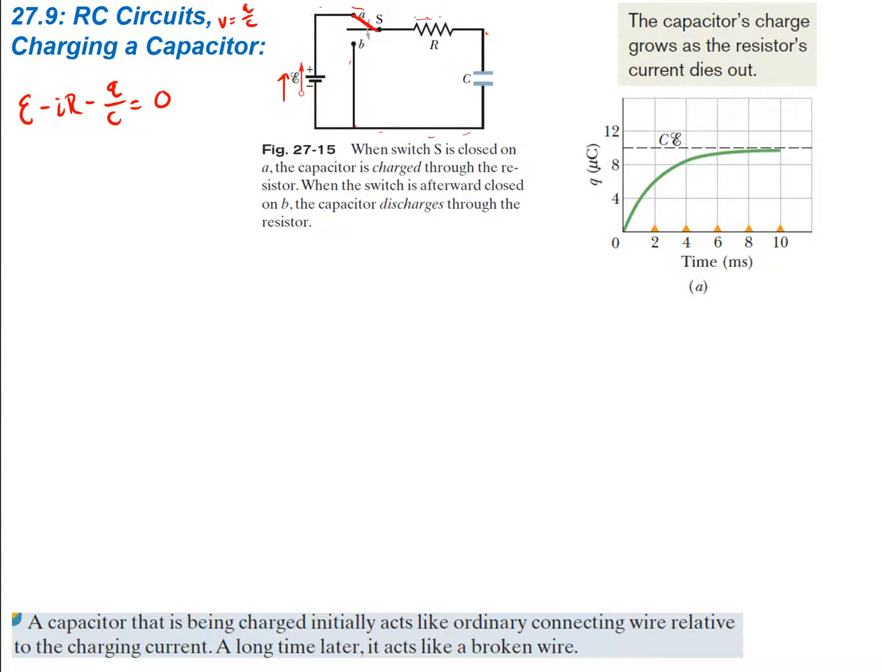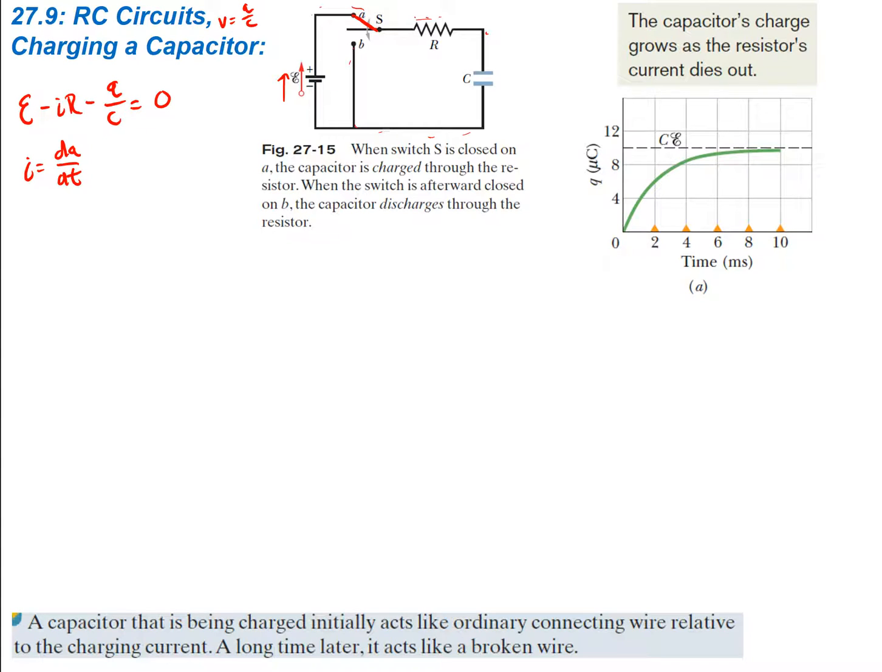Okay, so in this equation, current is a variable and Q is a variable, but they're not necessarily independent of each other. We know that current is equal to dq over dt. This is one of the first equations that we learned from current.